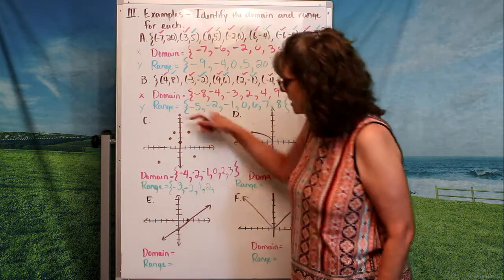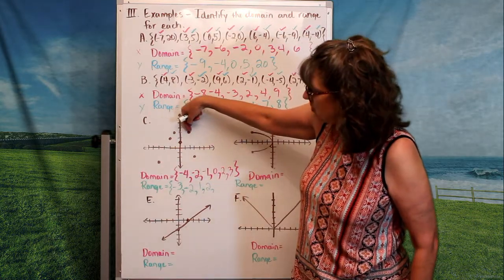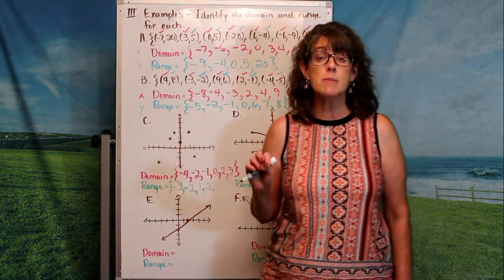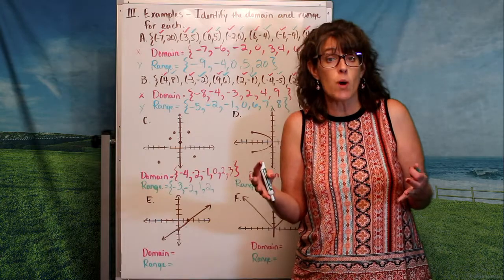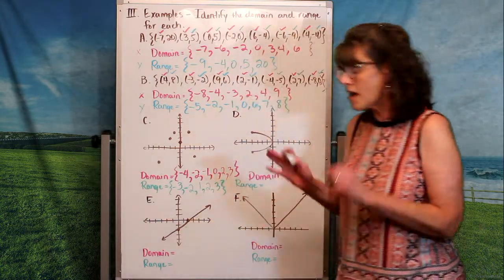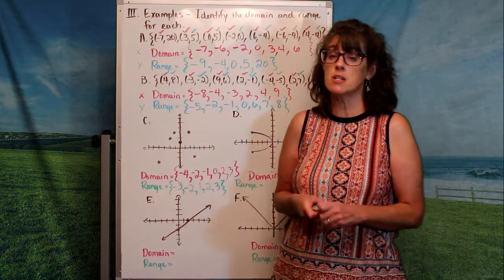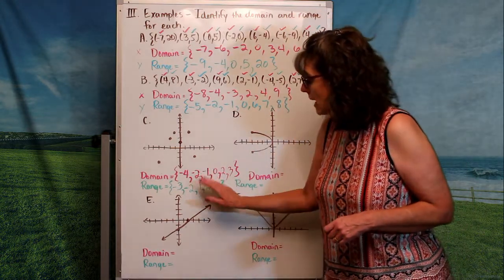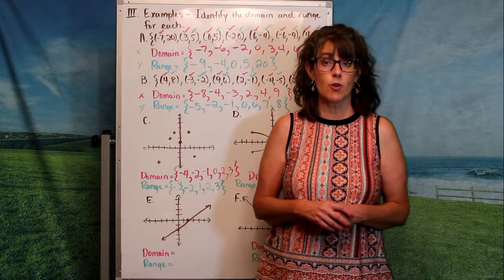And notice that as I work my way up, this one has a 3, but this one also has a 3. But remember, we said I don't care how many times it shows up, just that it does show up. So I don't need to list that 3 twice. I'm just going to list it once. I care that it shows up, so I'll list it, but I don't need to list it twice. So here is the domain, and here is the range for that particular graph.